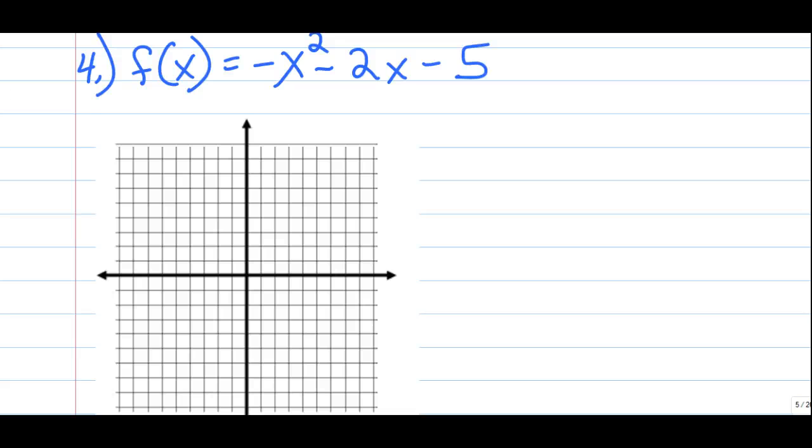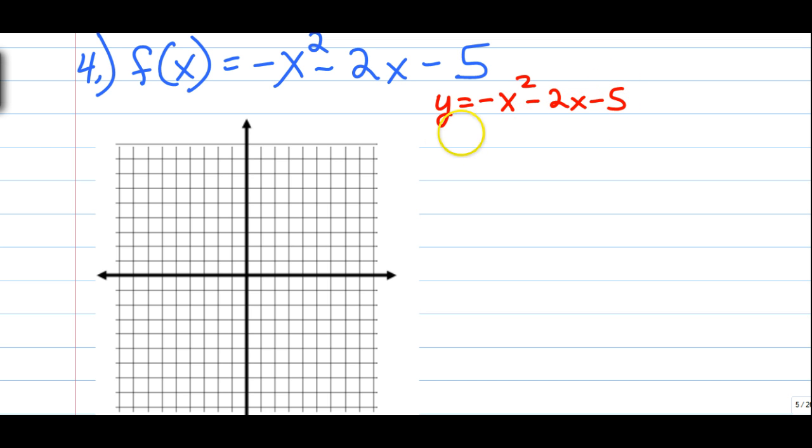Problem number 4 gives me the same set of instructions as number 3, just simply to graph. When I look here, the function is f(x) equals negative x to the second power minus 2x minus 5. Again, this is a quadratic equation in 2 variables and will create a parabola. So I'll start in the same fashion I did before and choose values to plug in for x and solve. So I will start with y equals negative x to the second power minus 2x minus 5.